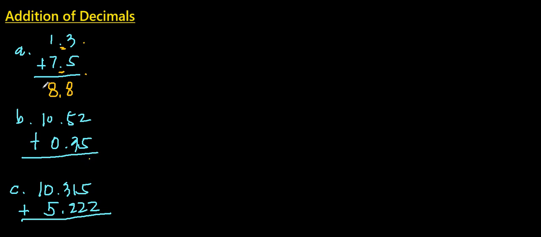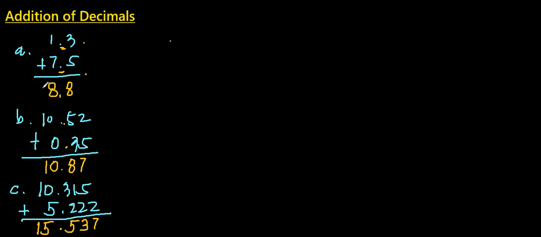Now let's try another example. Decimal point already aligned. 2 plus 5 is 7. 5 plus 3 is 8. Copy the decimal point. 0 plus 0 is 0. Then bring down 1. Next, 5 plus 2 is 7. 1 plus 2 is 3. 3 plus 2 is 5. Then bring down the decimal point. 0 plus 5 is 5. Then bring down 1. That's the final answer.